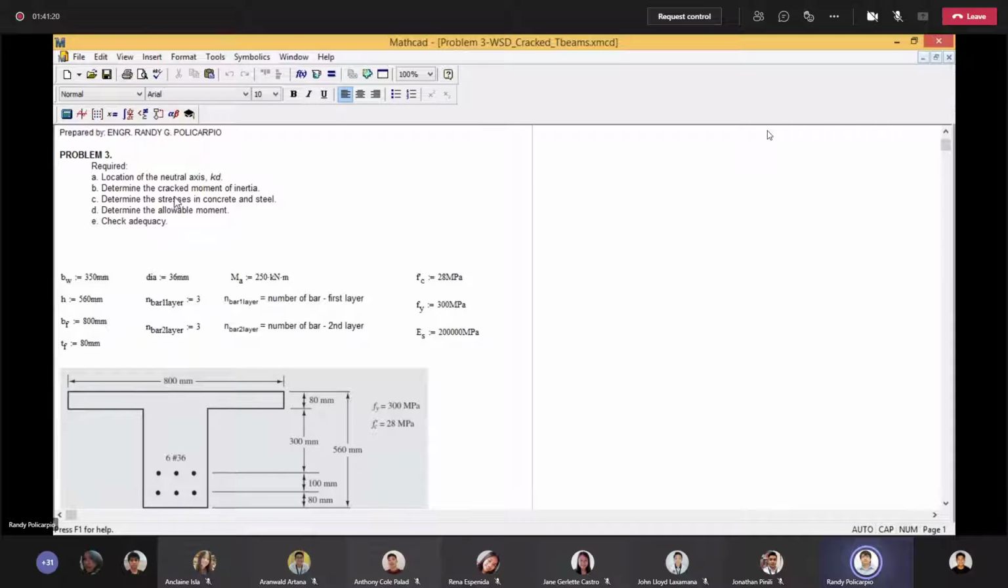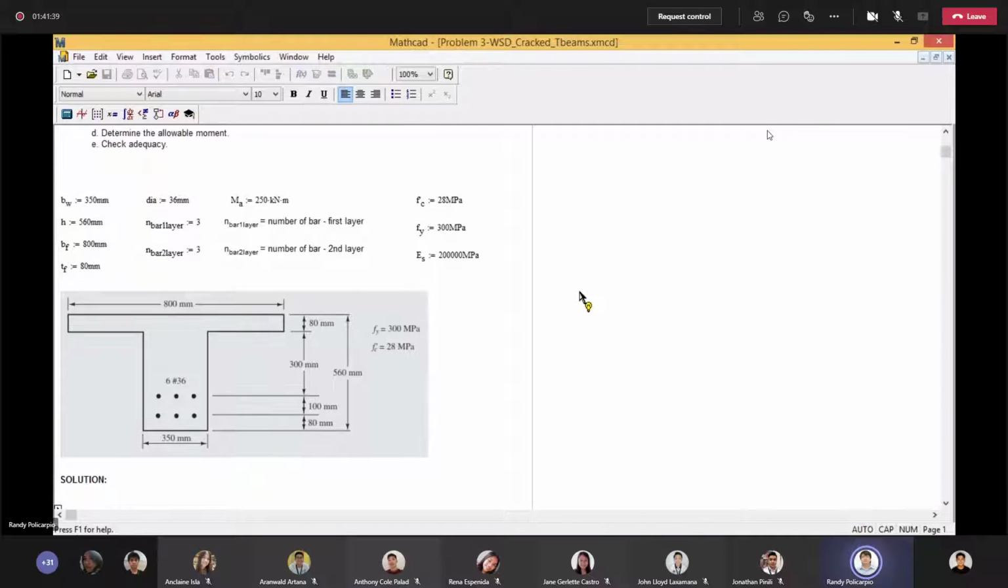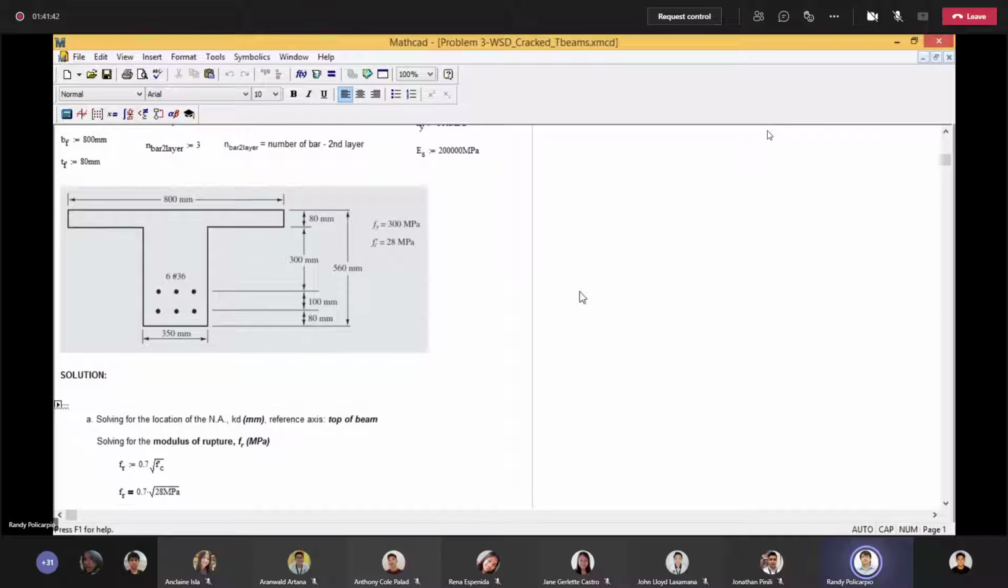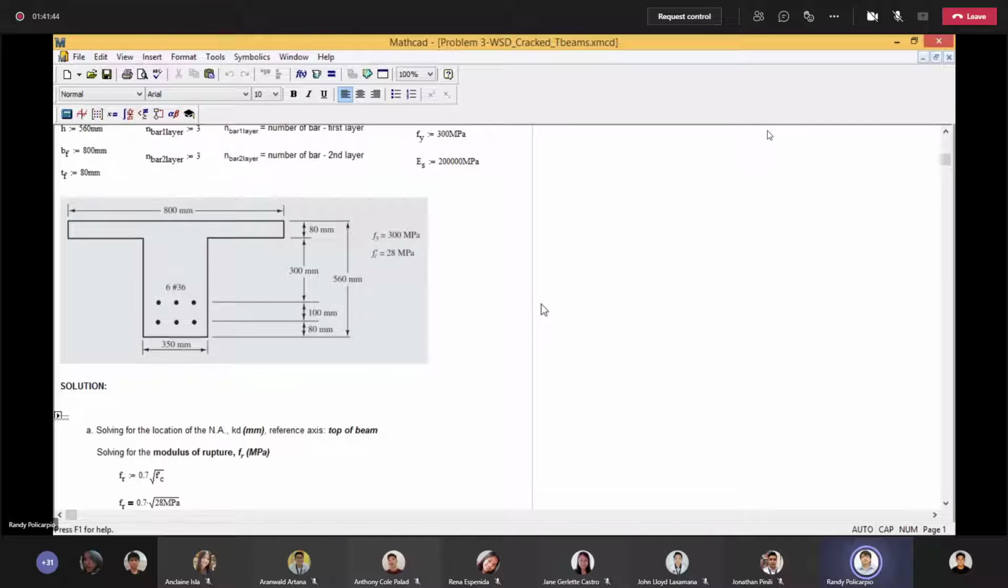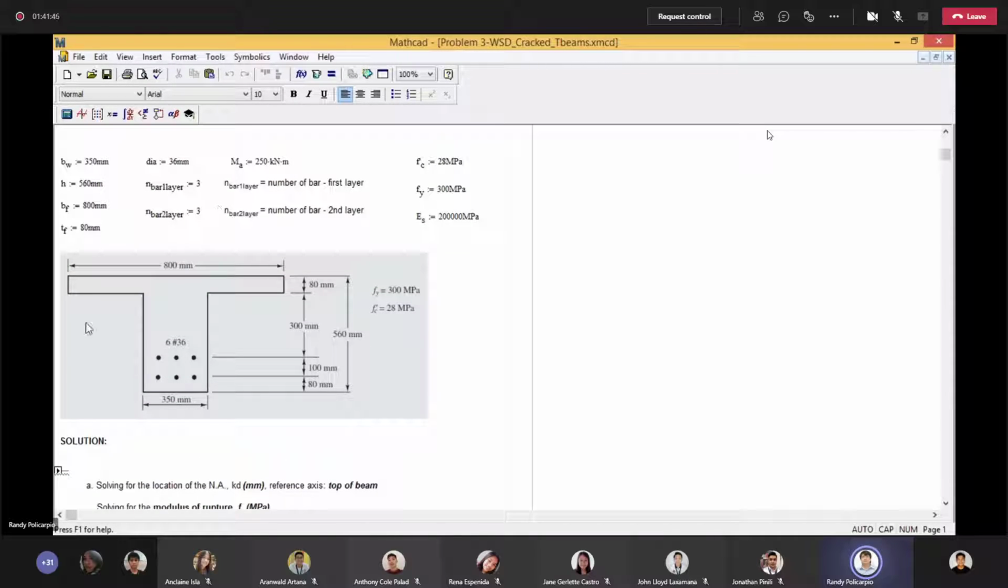Ang requirement natin, location of the neutral axis in terms of AD, then determine the crack moment of inertia, determine the stresses in the concrete and the steel, determine the allowable moment, and check the adequacy. Now, if we're going to consider this problem, ang pinagkaiba lang niya yung section. Yung section lang, no? Compare it to problem number 2.